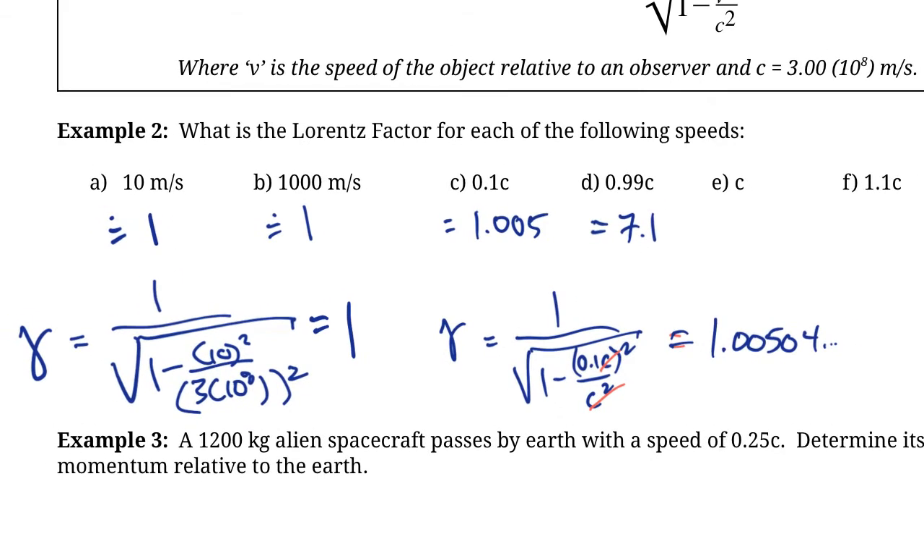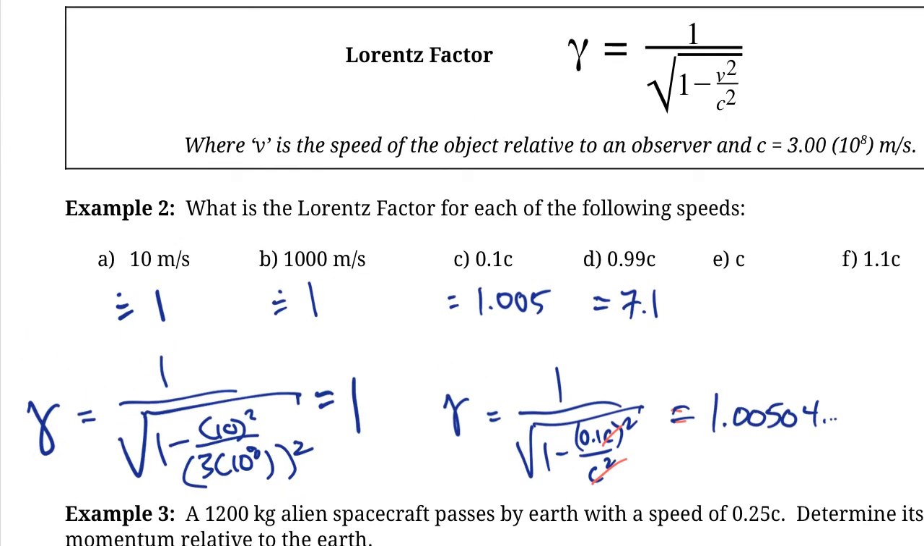What if you're moving at c, at the speed of light? What's that going to give us? Well, if you look at the equation, it's going to be c squared divided by c squared, which is just 1. So this is going to be 1 minus 1. So 1 minus 1 is 0. So it's the square root of 0 in the denominator. So 1 over 0, you can't divide by 0.